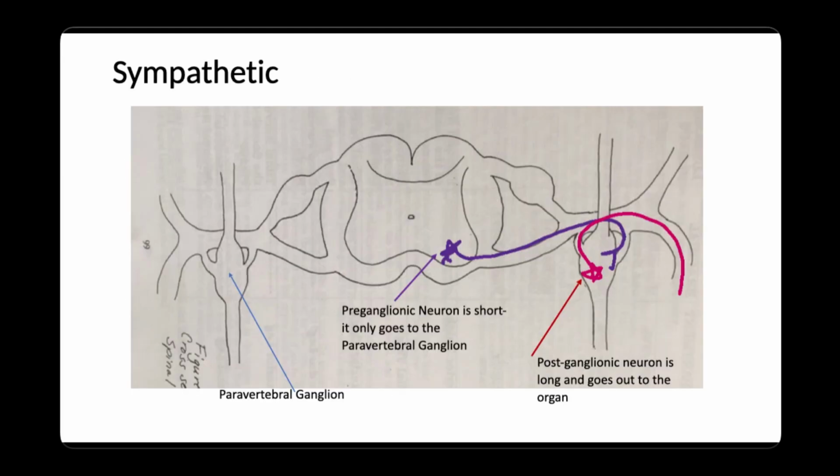In the sympathetic system, the preganglionic neuron is short. It only runs a short distance to the paravertebral ganglion. The postganglionic neuron is long. That's your quick visual for sympathetic wiring.